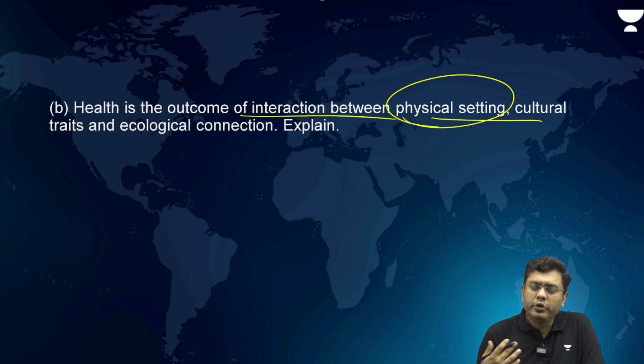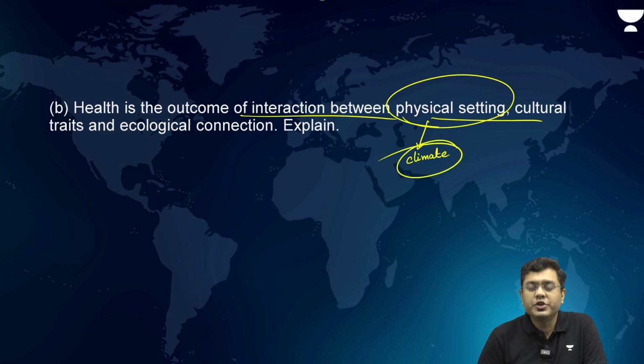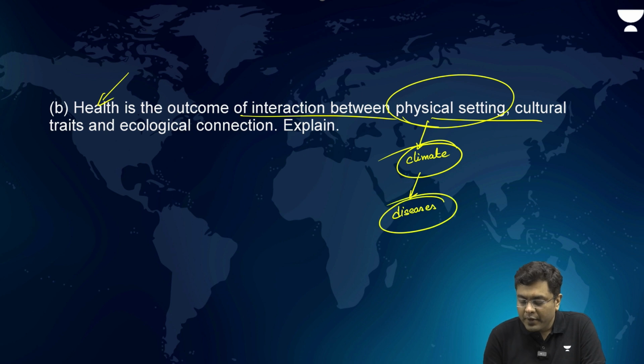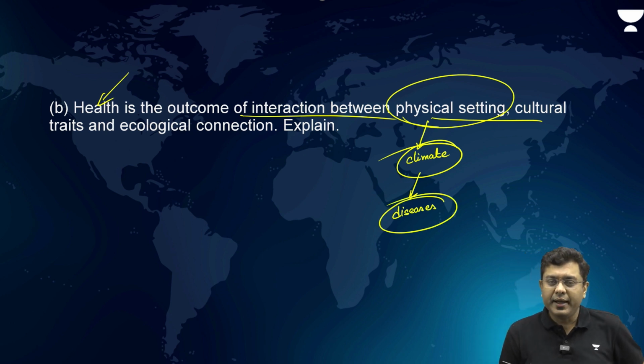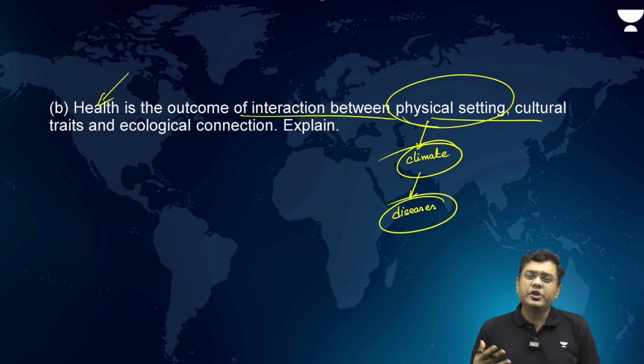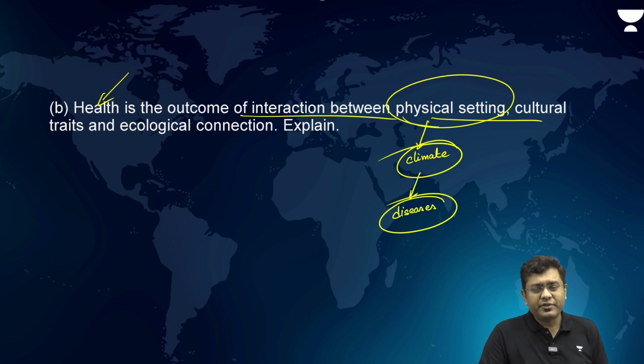Then also physical setting will end up influencing the climate of the region. That will also have an impact on the health, right? Then physical setting, as it is influencing the climate, will also end up influencing the kinds of diseases that one is prone to. For example, in a marshy area, in a muddy area, or in the region of very high rainfall, you will have greater onset of diseases like dengue, malaria, etc.